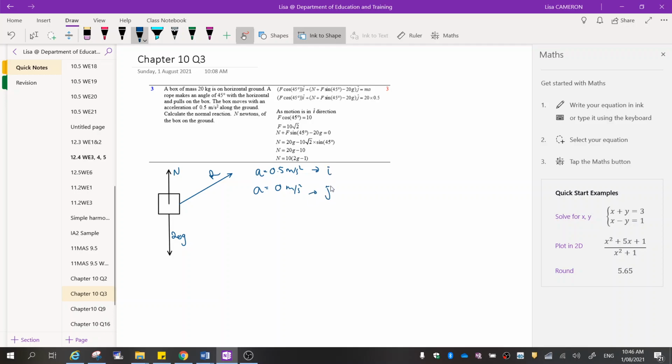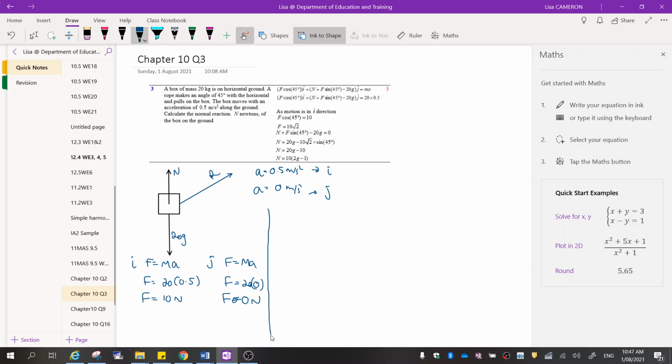Okay, so first thing we're going to do is start by finding what our force actually is. So in the i direction, force equals mass by acceleration. So that means our force is equal to 20 times 0.5. So the force in the i direction is 10 newtons. In the j direction, our force is equal to mass by acceleration, so 20 times 0. So that means that the force in the j direction is equal to 0 newtons.